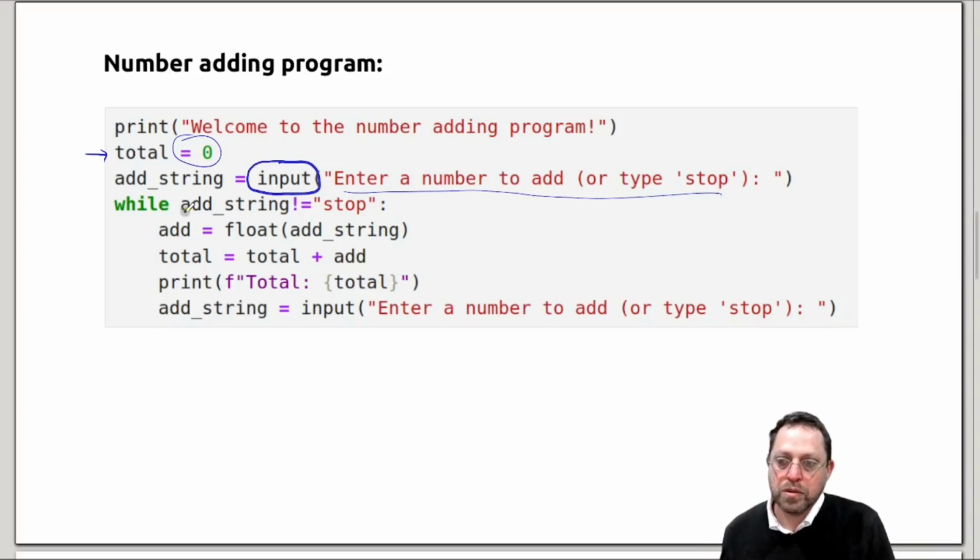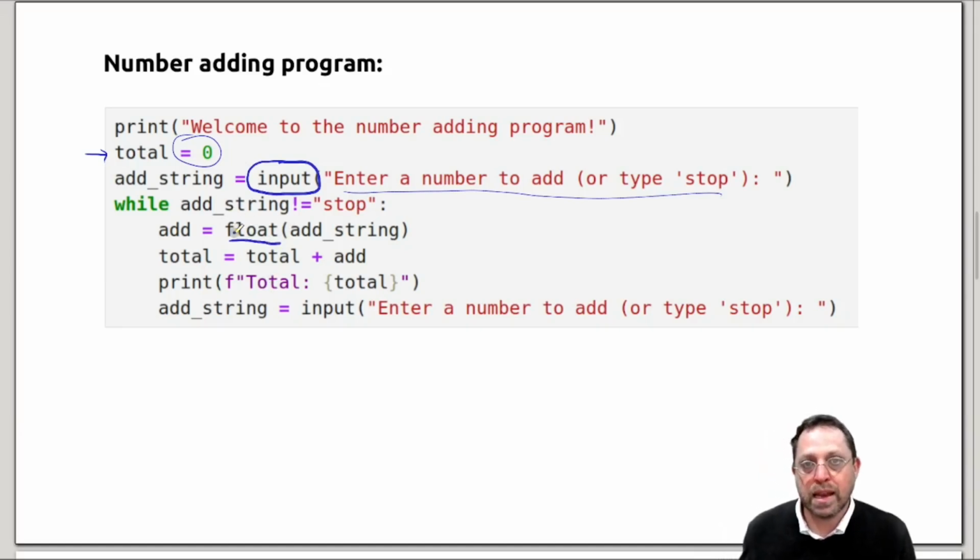If this is true, in other words, if the string that the person entered is not equal to stop, then the program will take that string and pass it into this function called float. Now this is another one of the built-in functions. It is one that I categorized as type conversion in that original slide about built-in functions. Let's take a moment now to talk a little bit more about type conversions.